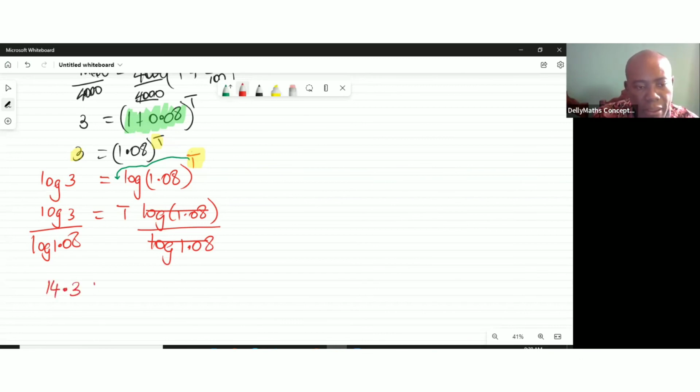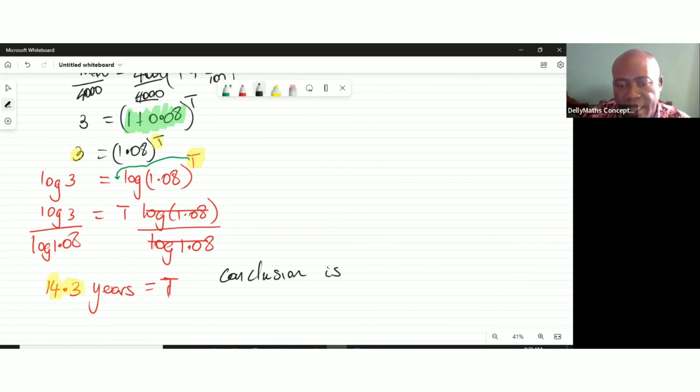14.3 years. Remember the context of the question. T is a positive integer. This is not an integer, but this would at least give us $12,000. But remember, the question says at least 12,000. So what year? It can't be 14, because if we go to 14 as an integer, it's not going to be tripled. So we have to step up to 15. So our conclusion is 15 years.